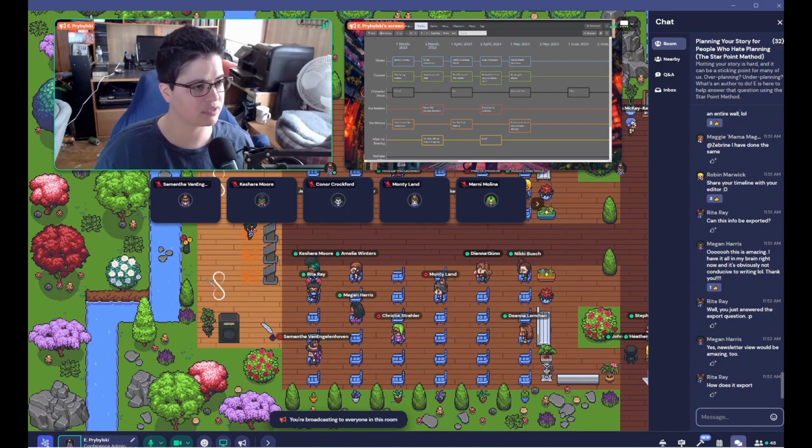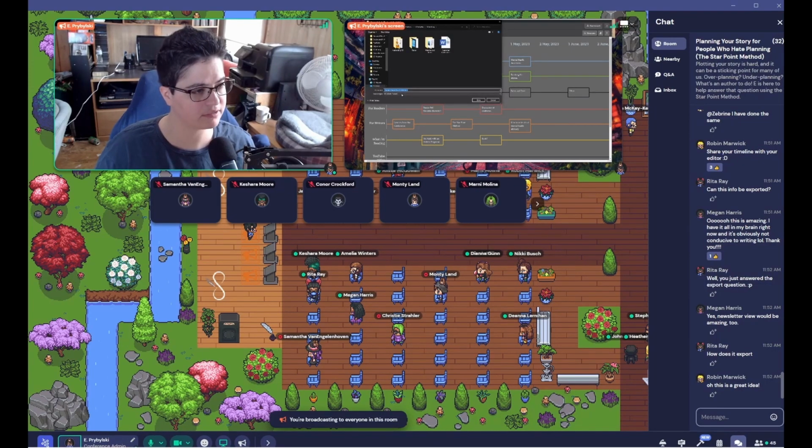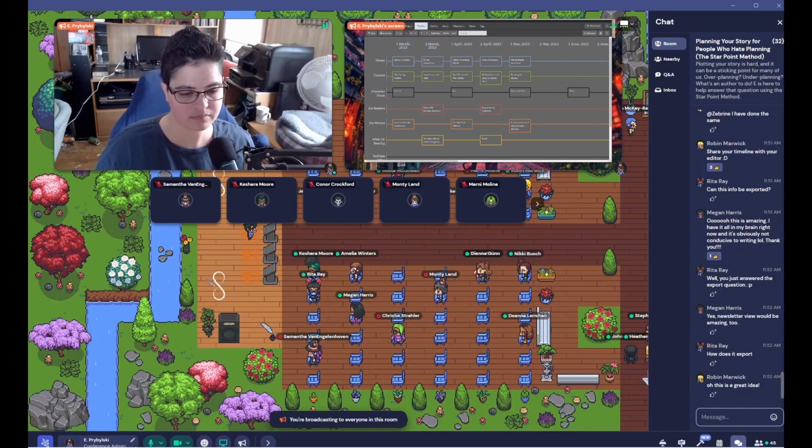How does it export? You can export it to, let's take a look. Export. MS Word, Scrivener, or other method. So I can export it to a docx, and I will show you what it looks like. Let's just export it to my desktop. And I will pull it up and show you.